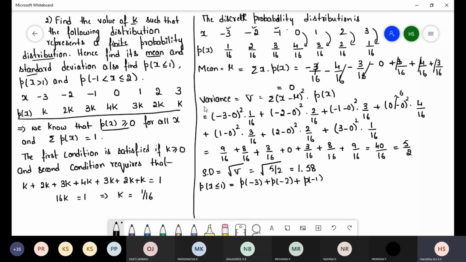So write the values. P of minus 3 is 1 by 16. P of minus 2 is 2 by 16. P of minus 1 is 3 by 16. So 6 by 16.